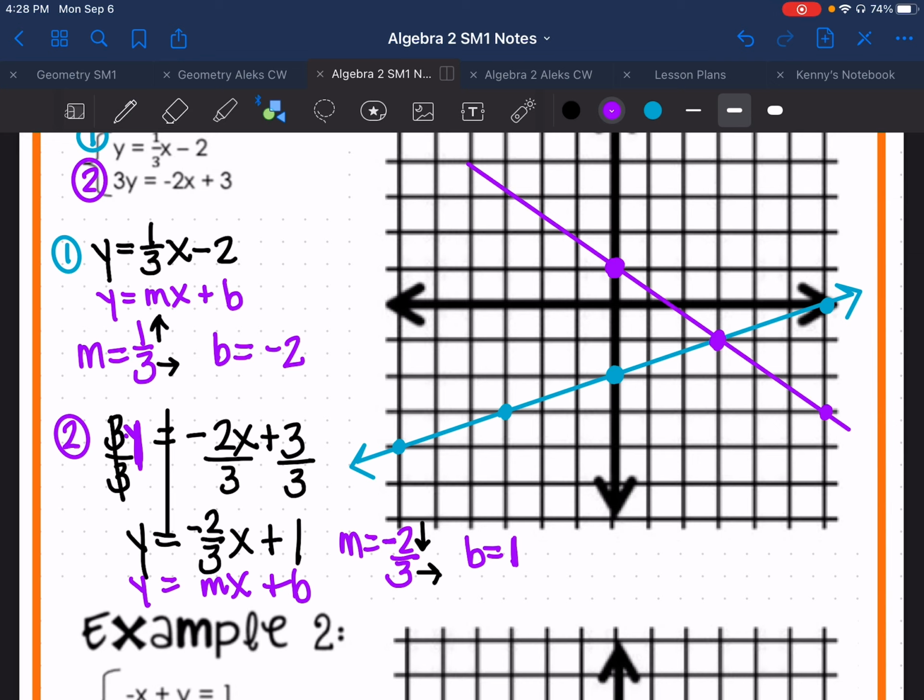There we go. Perfect. Where is my solution? Right here. This right here is my solution. I would write it as an ordered pair. Let me see, where do I have space? It is positive 3, comma, negative 1. There's my solution.